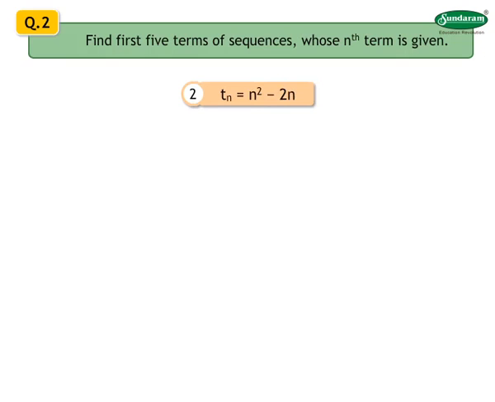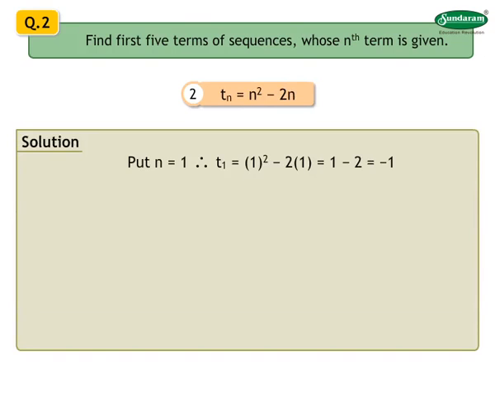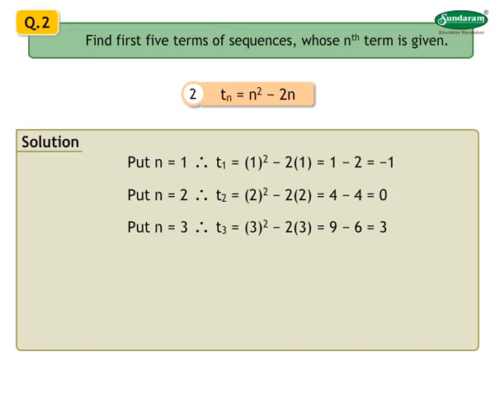Number 2. Tn = n² − 2n. Solution. Put n = 1. Therefore, T1 = 1² − 2 × 1 = 1 − 2 = −1. Put n = 2. Therefore, T2 = 2² − 2 × 2 = 4 − 4 = 0. Now put n = 3.